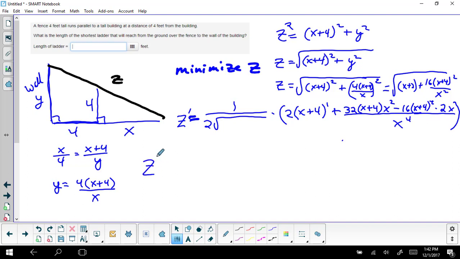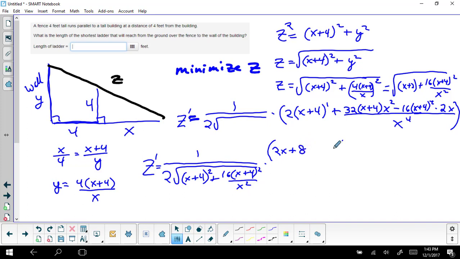So z prime equals 1 over 2 square root of (x plus 4) squared plus 16 times (x plus 4) squared over x squared, times, by the chain rule, 2x plus 8, plus, this is going to be 32x squared times (x plus 4) minus 32x times (x plus 4) squared. This is going to be over x to the 4th.